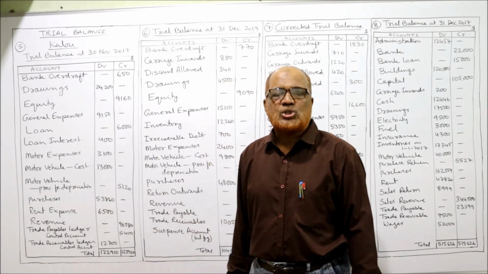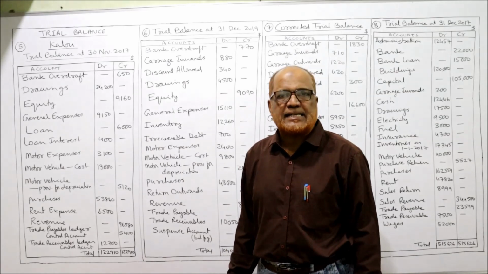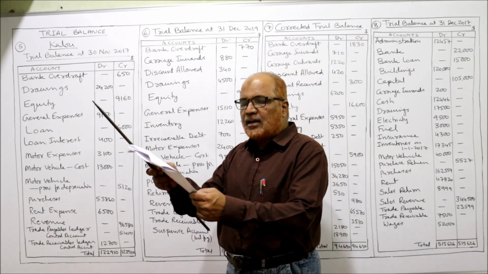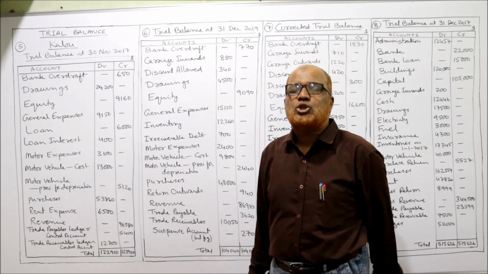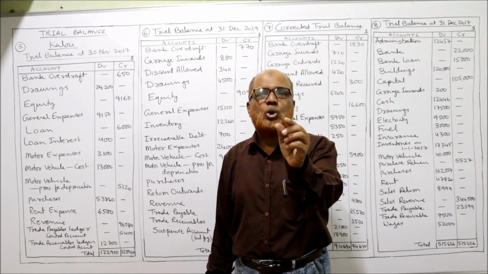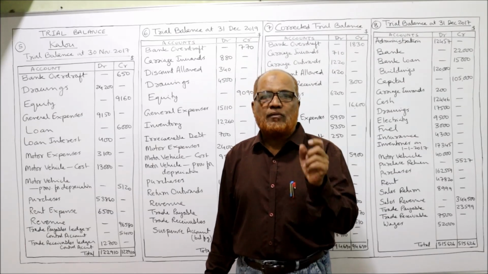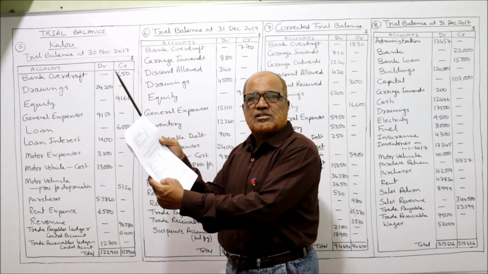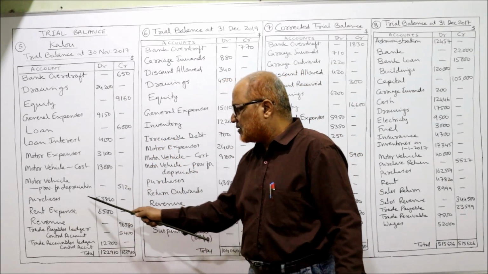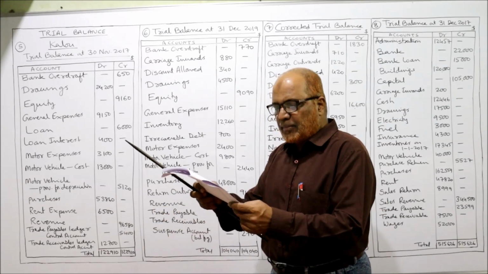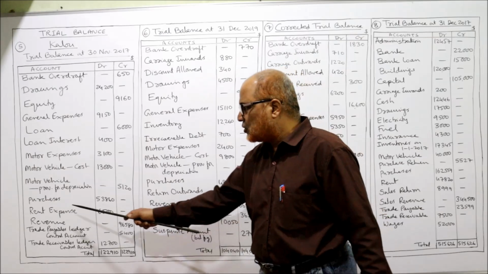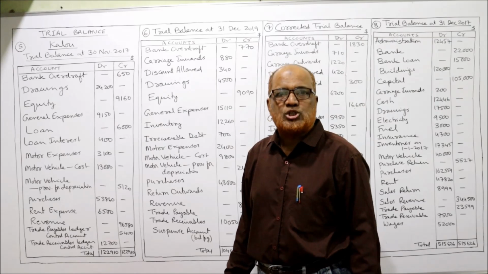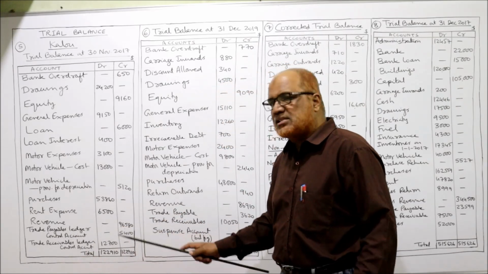Motor vehicle cost. Motor vehicle cost is an asset, debit balance. So motor vehicle cost, debit balance. Then motor vehicle provision for depreciation. Just now I told you provision for depreciation shows a credit balance. So provision for depreciation, credit side. Next comes purchases, always debit. So purchases, debit side, 53,860. Then rent expense, it's an expense so debit balance. Next comes revenue. Revenue means sales revenue, credit balance, always. So revenue, credit side, 96,580.